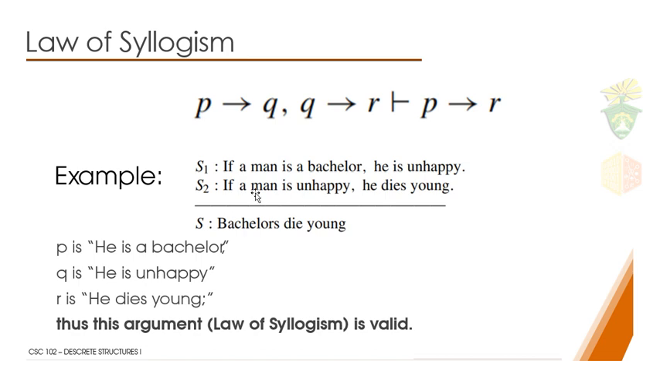So which is true, right? Because of the first arguments. We say that if a man is a bachelor, he is unhappy. And if a man is unhappy, then he dies young. So all bachelors, since they are unhappy, die young. Bachelors die young. Okay, so this argument is called the law of syllogism, and you should always keep that in mind.